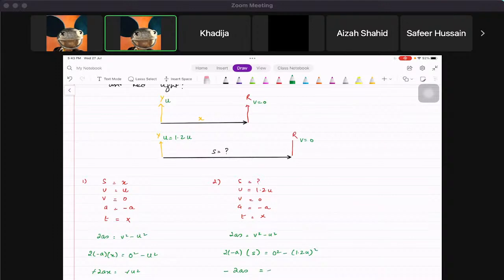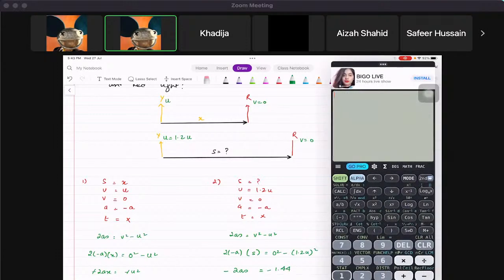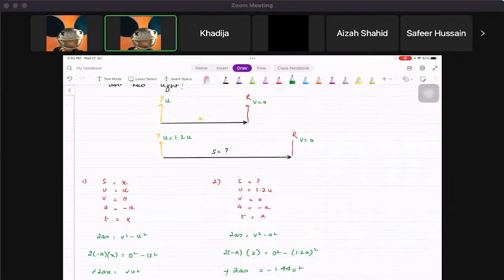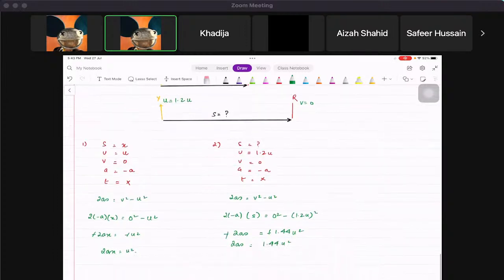1.2 squared is 1.44 u square, right? So minus and minus cancel out, so it is 2as equals 1.44 u square. Now I can replace this u square with 2ax, so it is going to be 2as equals 1.44 times 2ax. 2a and 2a cancel out, so the new displacement is going to be 1.44 times x, and that is the answer. Is it clear, everybody?